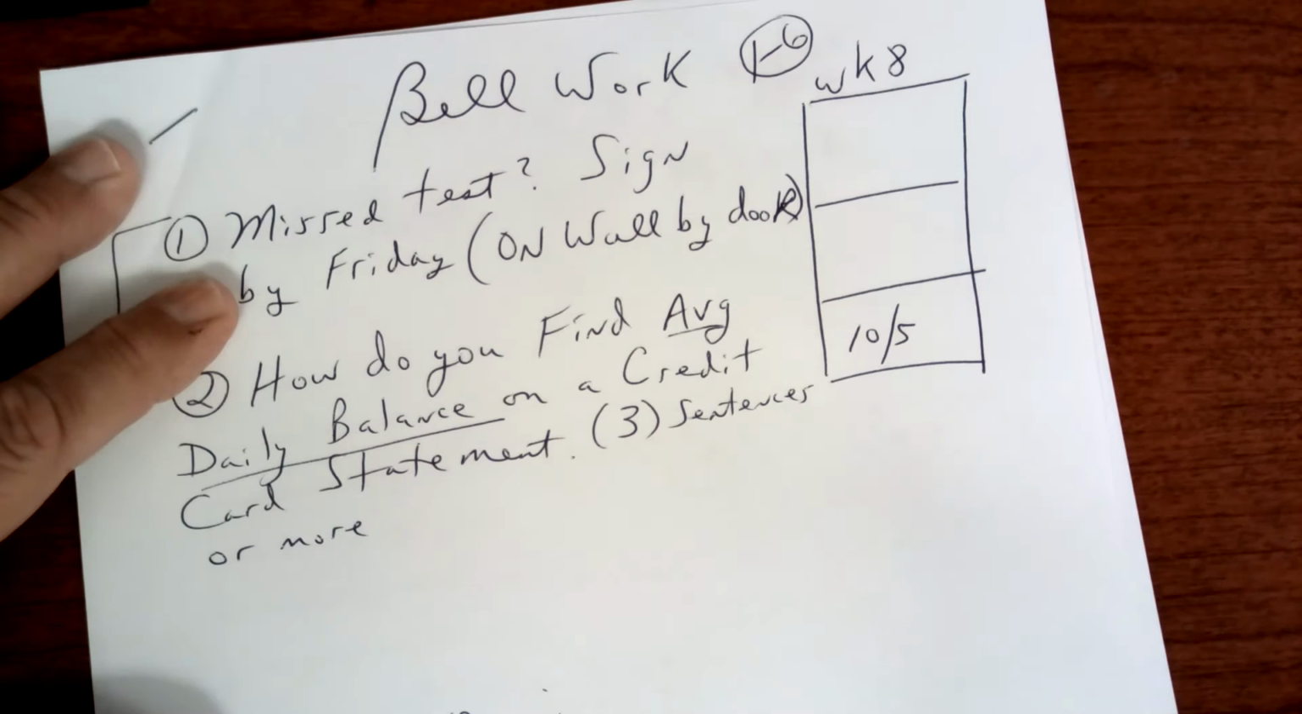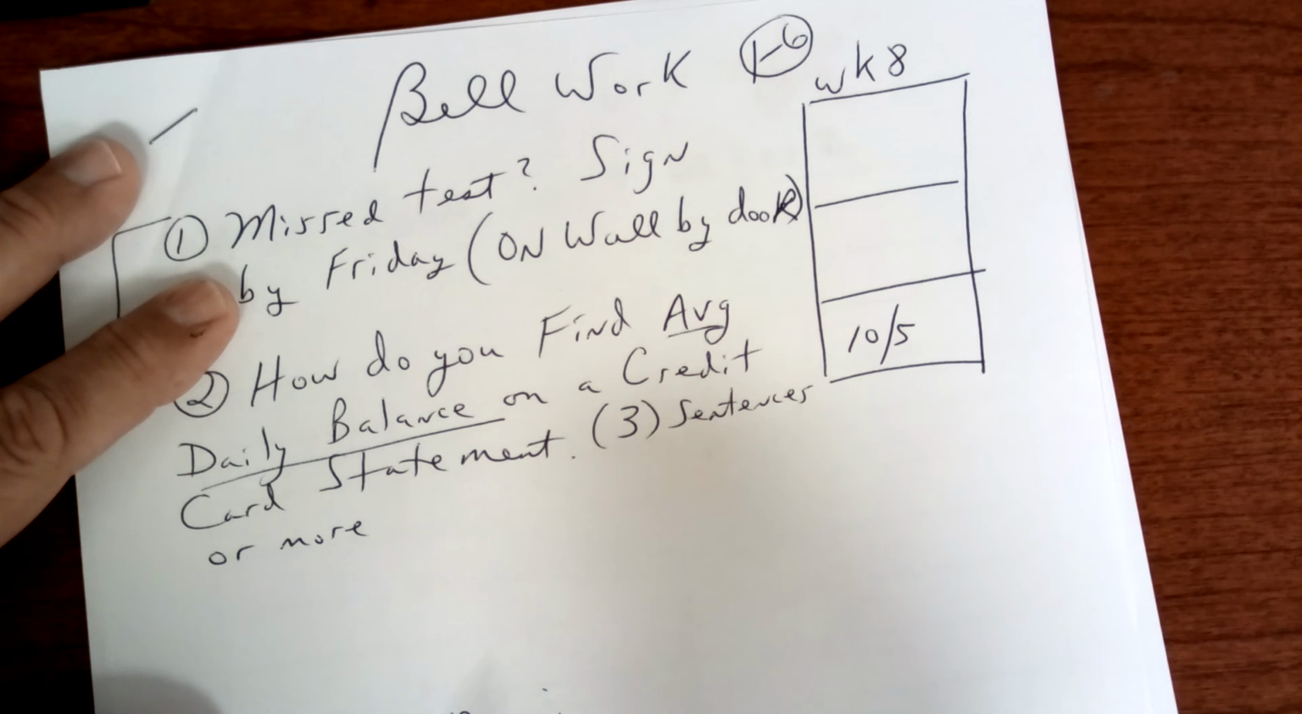Anyway, let's get back to this. How do you find the average daily balance on a credit card statement? Well, what you have to do is see if there's a beginning balance. And as a matter of fact, we're going to do this right now. So let's take a look. I want you to open up a book to page 194.